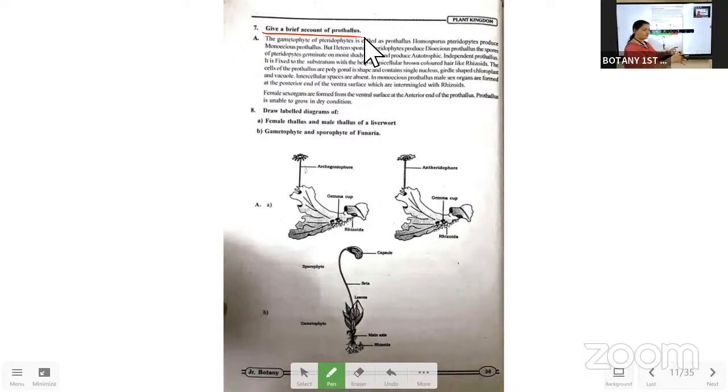If you explain the parts in the diagram, you can answer the question. No need to learn and mug up the answer, because a diagram makes us learn things very easily. So now I am showing you how to draw the prothallus.